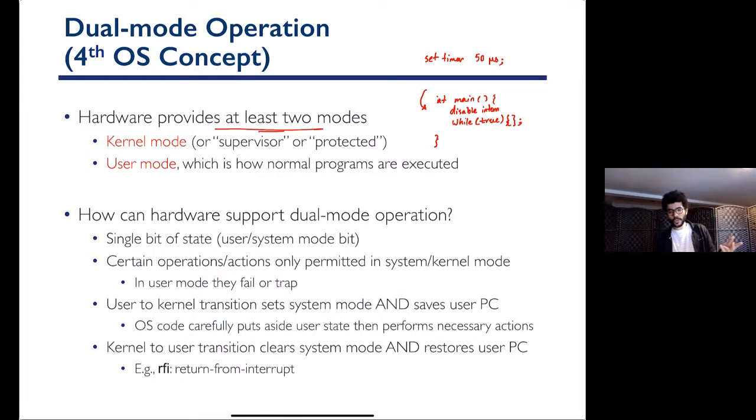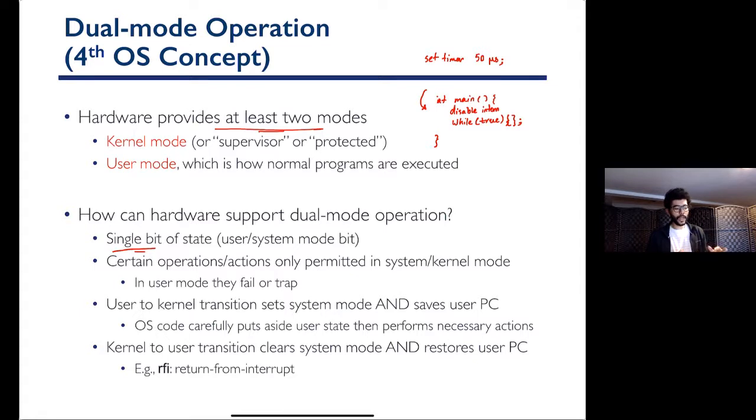So if you go with 2 modes, then you only need a single bit to basically know which mode you are. Now, the other thing that we want the hardware to do for us is to go from kernel mode to user mode. We want hardware to do some stuff for us. And going from user mode to kernel mode, we again want hardware to do some stuff for us.